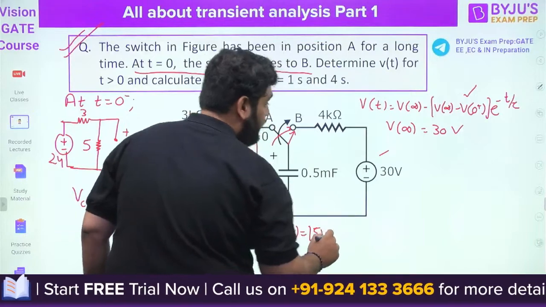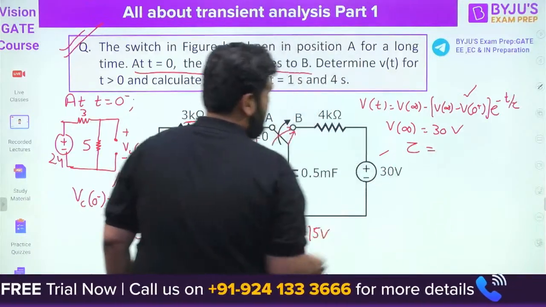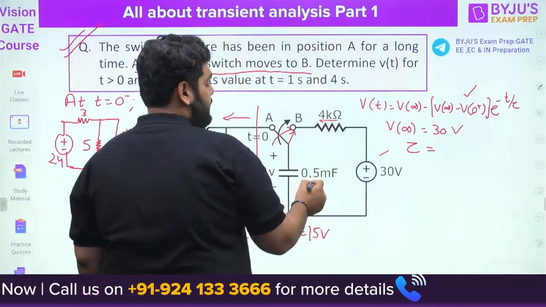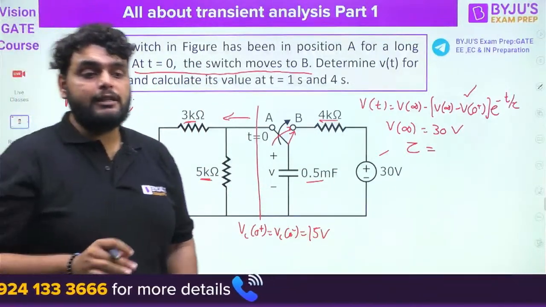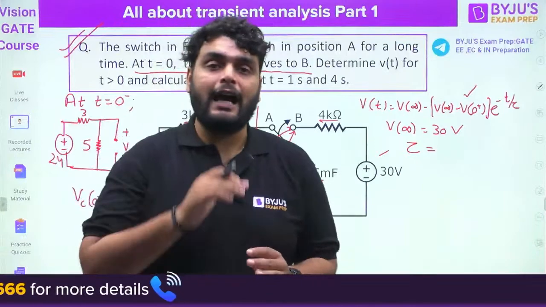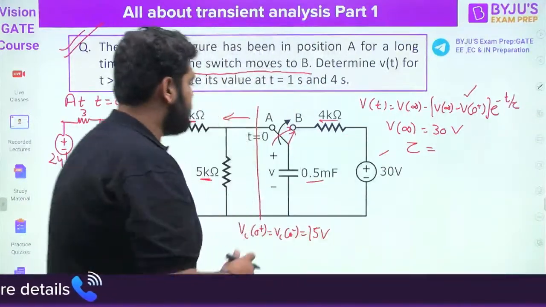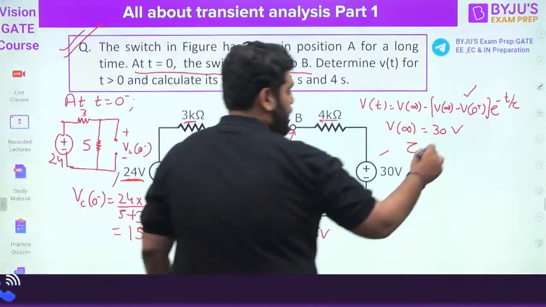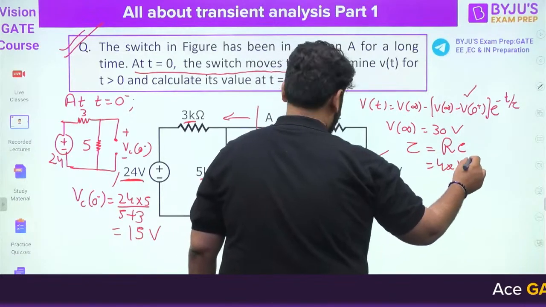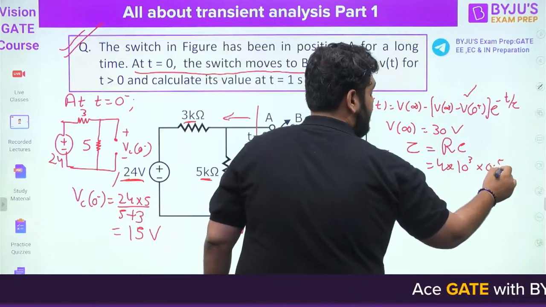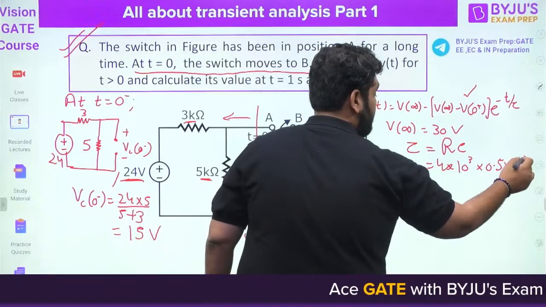Correct. Now what is the time constant tau? Time constant tau, you have to see the circuit after switching. R and C. Always remember, when you find out a time constant, that time constant is for the circuit after switching. So after switching, this circuit remains. So time constant will be RC. So 4 into 10 is to power 3, 0.5 into 10 is to power minus 3.